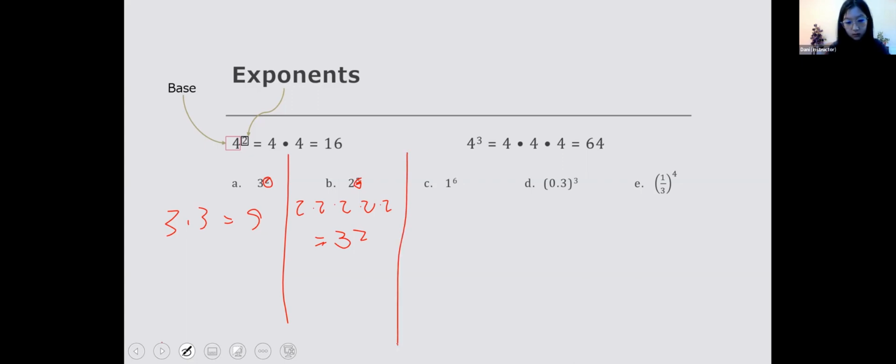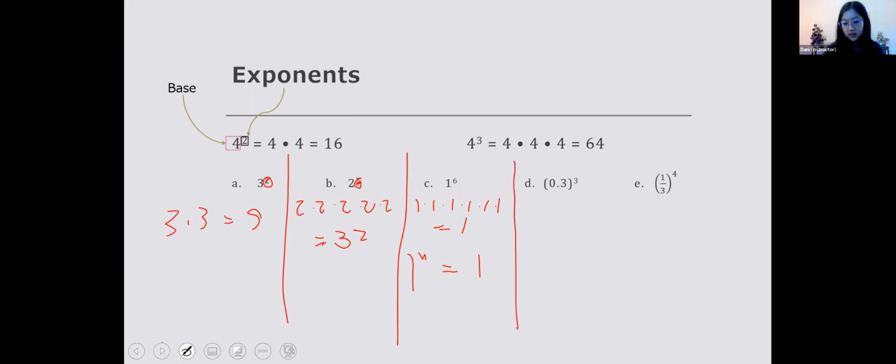Now, we will do 1 times 1 times 1 times 1 times 1 times 1, which will be equal to 1. So this is an interesting thing. You notice that no matter what exponent we raise it to, 1 to the nth power will always be 1. So that's an interesting fact.